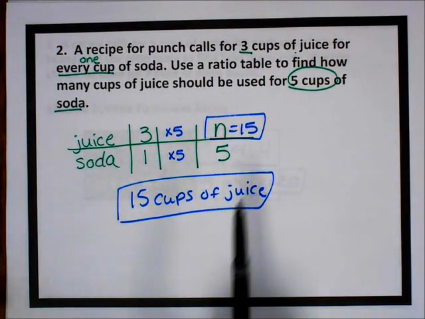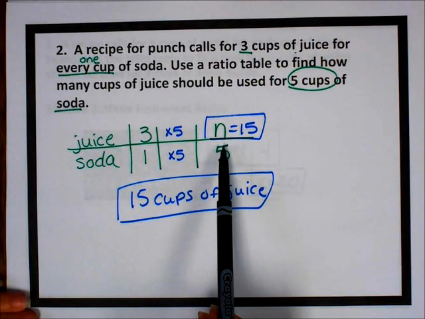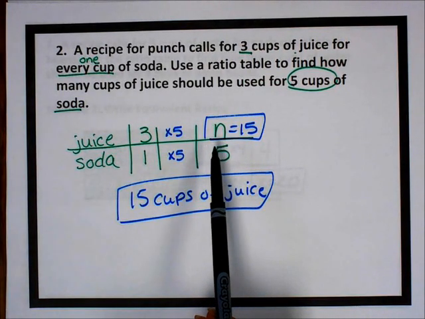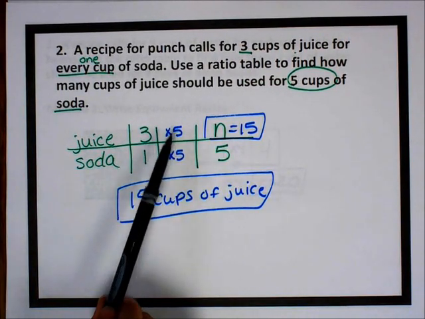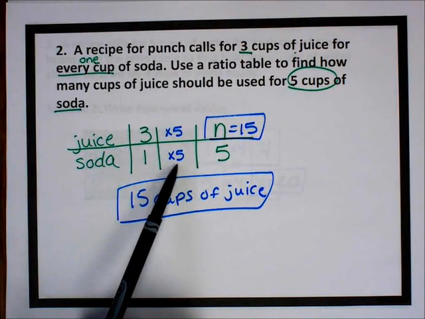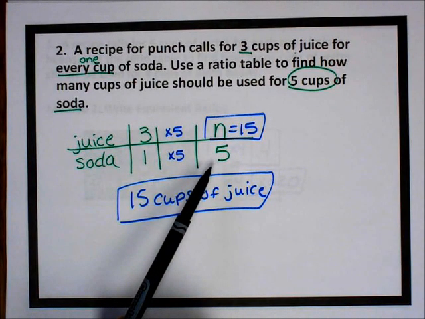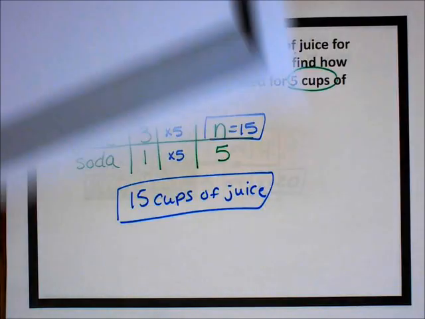So notice, we've been finding equivalent ratios and equivalent fractions for quite a while now. Remember, you must either multiply or divide to find your equivalent ratios.